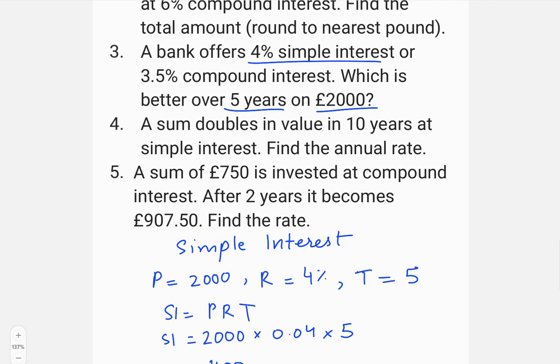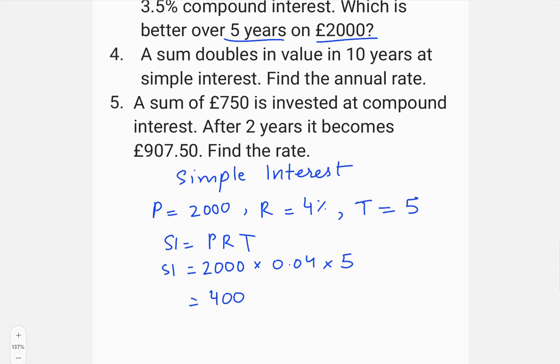Now the question didn't say anything about what you have to work out. Like, do you have to work out the interest or do you have to work out the amount? They're just asking you which one of them is better, which one of them is going to give you more money at the end. So, the principal is the same for both of them. You just need to see which one of them is earning you more interest. So you can either work out interest for both of them or you could work out the amount for both of them. Both ways could be correct. So I'm going to work out the amount.